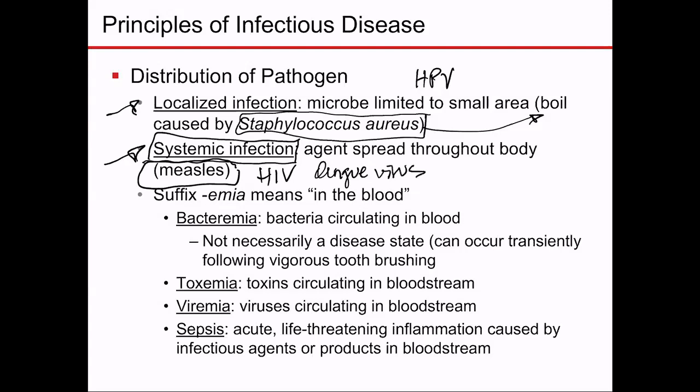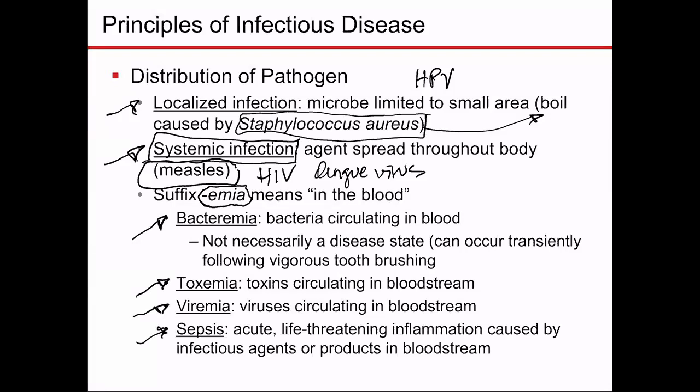Dengue virus produces a systemic infection. Now, when you find pathogens or products of the pathogen in blood, we're going to use the suffix "-emia" to describe them. For example, if there is bacteria present in blood, we will call that bacteremia. If there is a toxin produced by a bacteria present in blood, we will call that toxemia. If a virus is circulating in blood, we will call that viremia. And then finally, I have this concept here that is related to a systemic process.